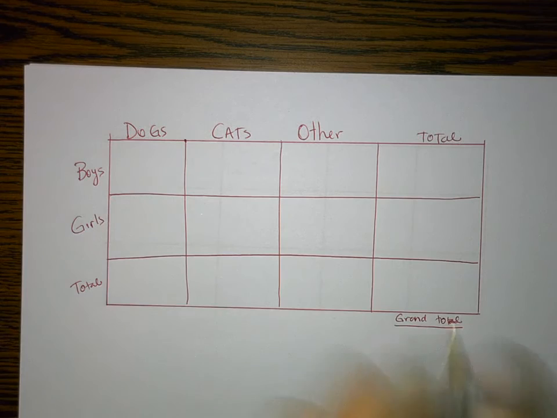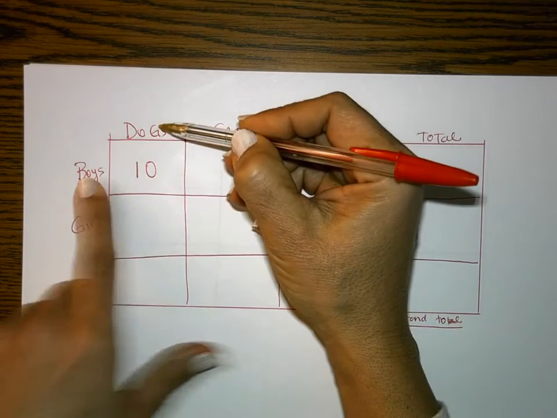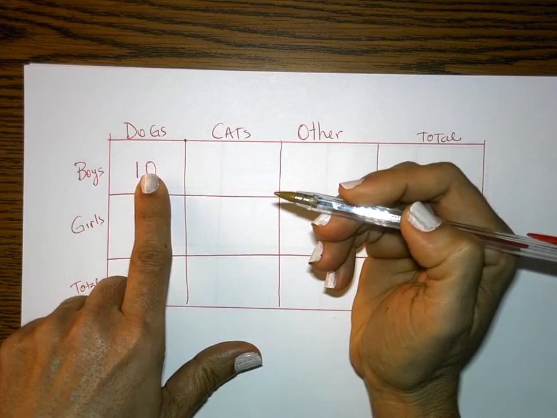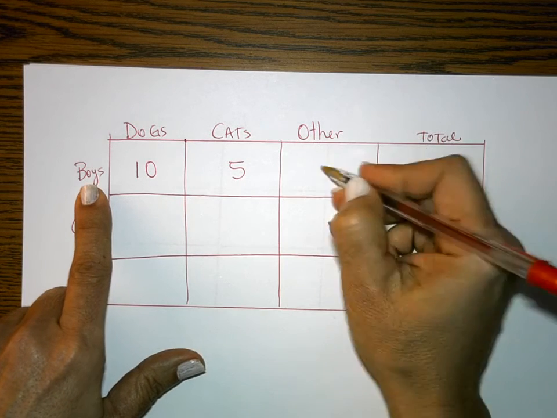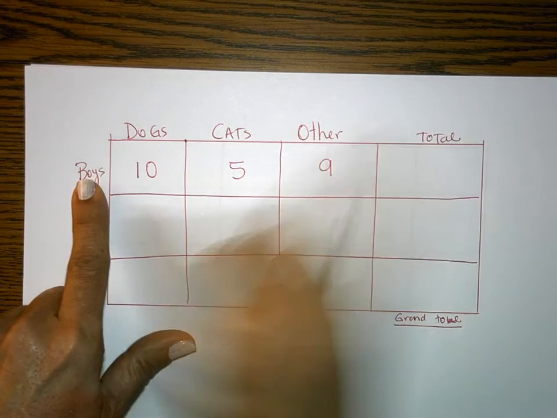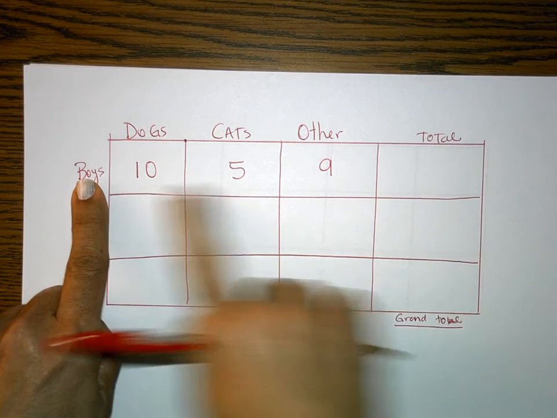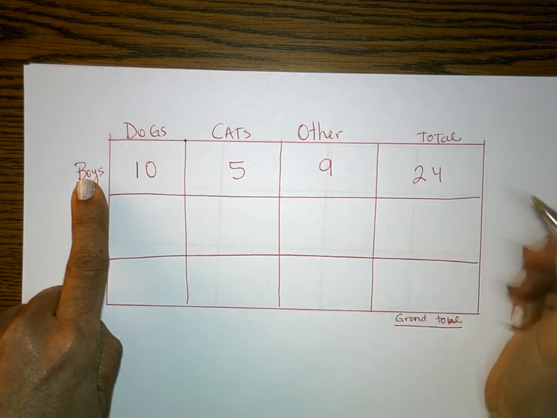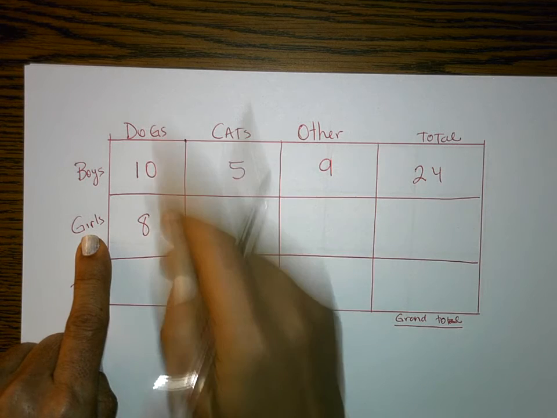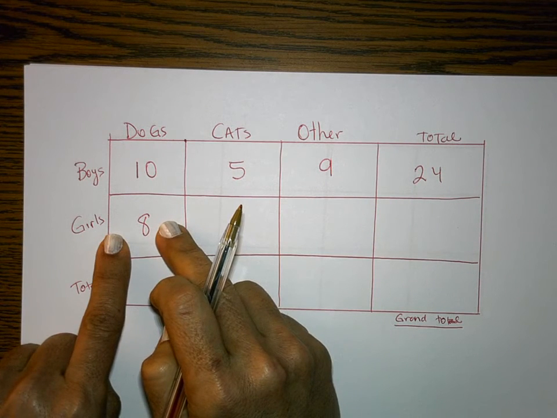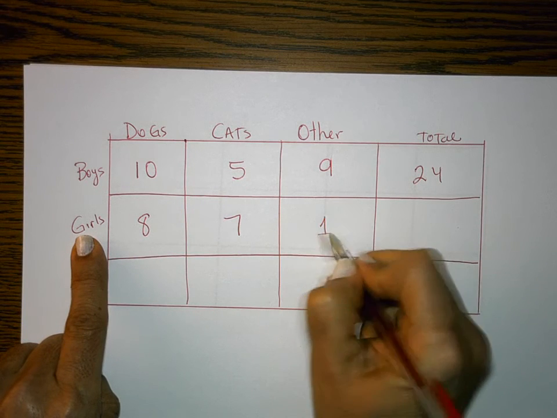All right. So let's suppose that you have 10 boys that like dogs. Let's say that you have 5 boys that like cats. And let's say that you have 9 boys that like other kinds of animals. Together this adds up to 24. Now, girls, let's pretend that you have 8 girls that like dogs and 7 girls that like cats. And let's say 1 girl likes another kind of animal.